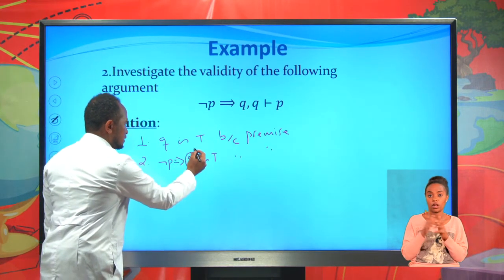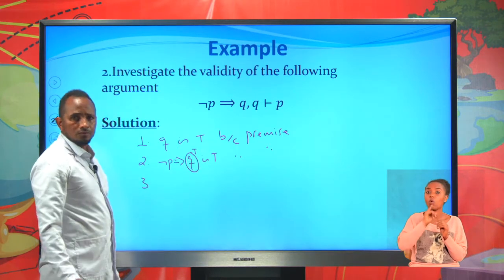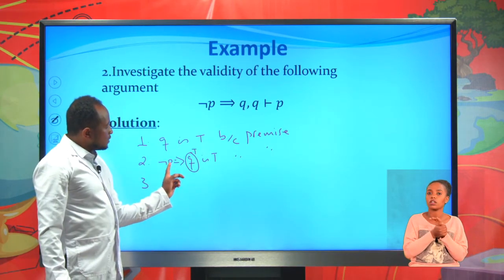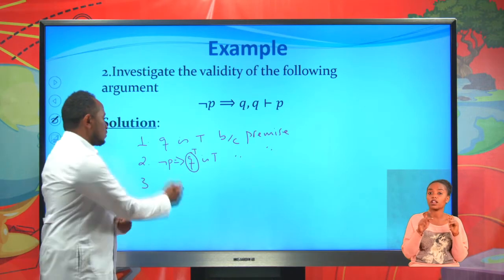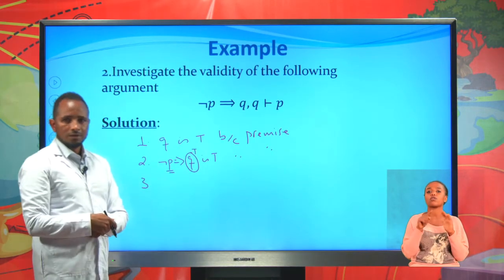Now, here we know that Q is true. Negation of P implies Q is also true. So what will be the value of this negation of P?